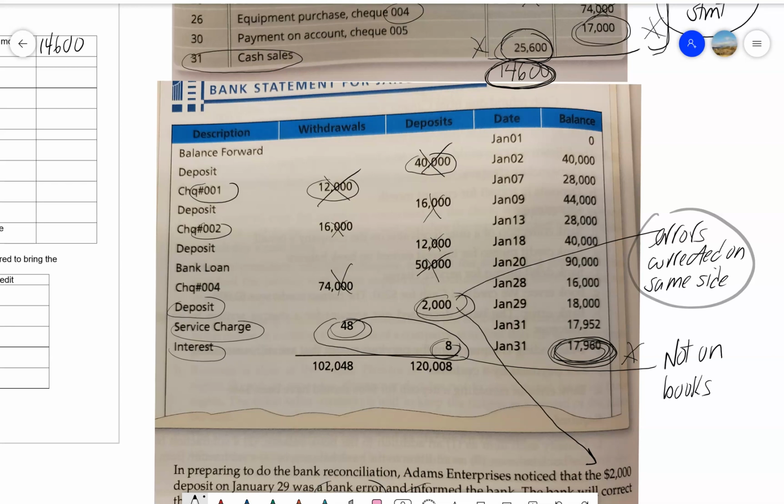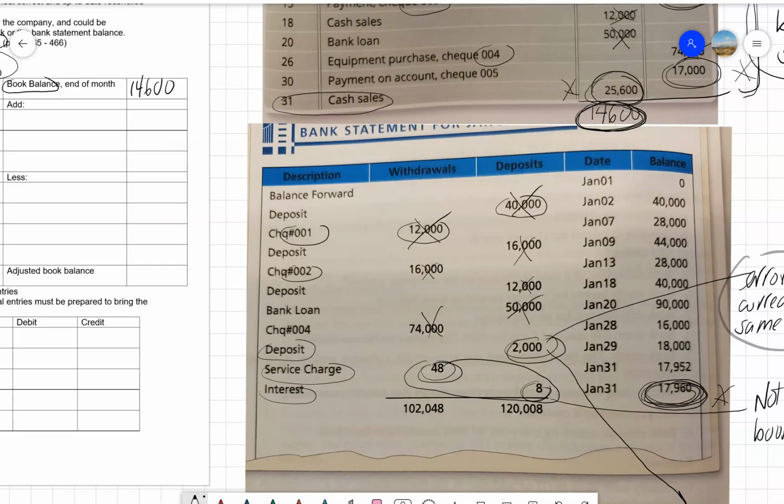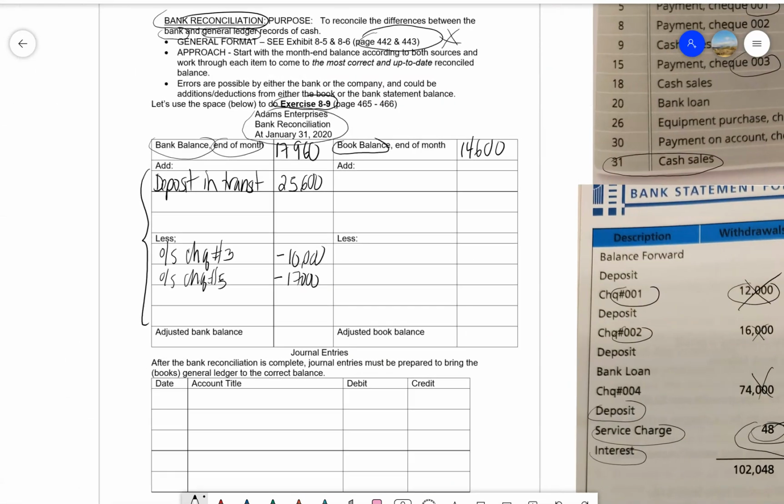So how do we take it out? Well, we've got to remove it from the bank statement balance. So if we go back to our bank reconciliation, the bank error is going to be a reduction. It's been included in the 17,960, and now we got to take it out. So we got to remove that 2,000. So if we work through the math, the correct amount of cash that we really have is 14,560.